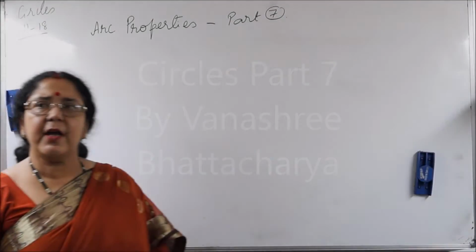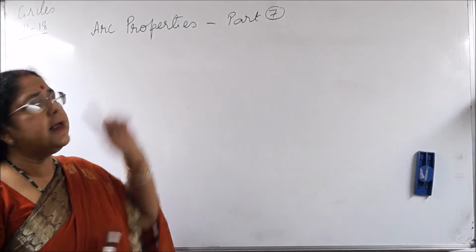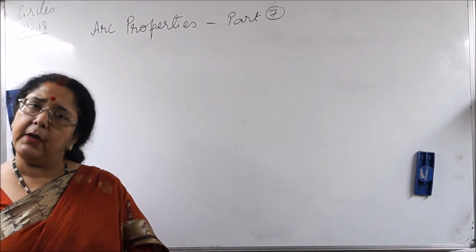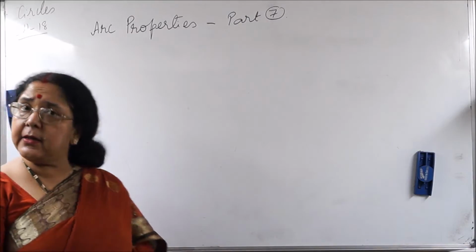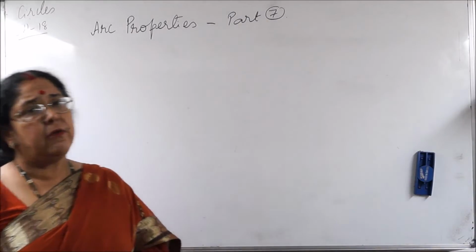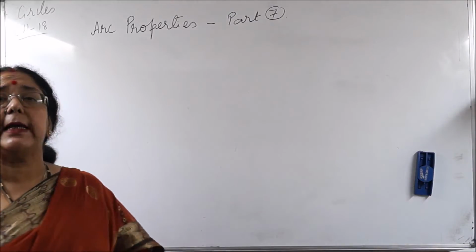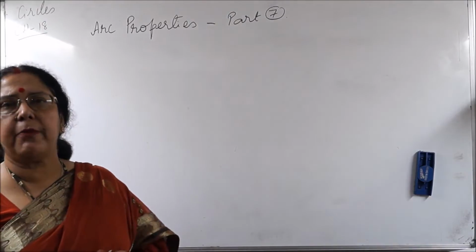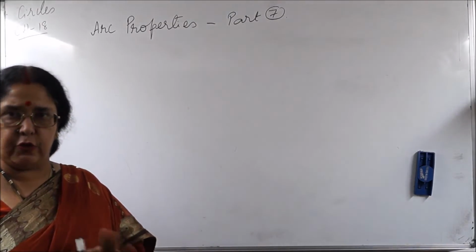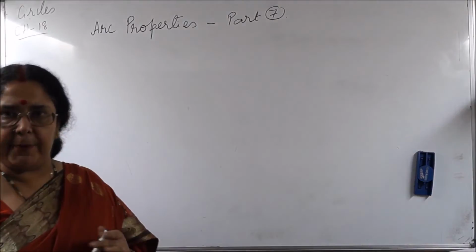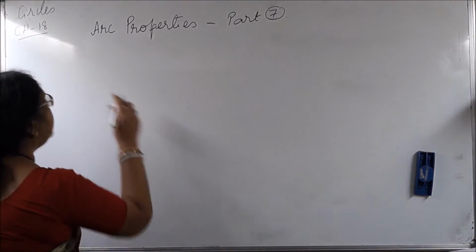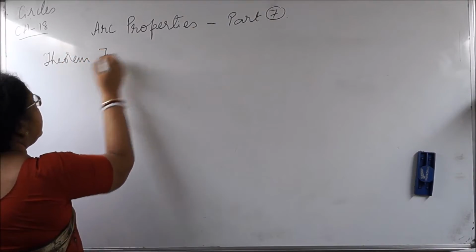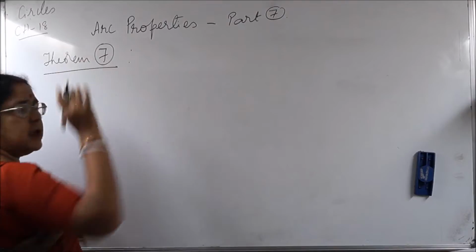Okay children, today we are doing part 7, that is under arc properties. We will be doing theorem number 7. Again, let me remind you, the numbers are for our own convenience, so you can't call the theorems by their number. This is a very important theorem, very often used, and a very simple theorem. For our convenience we are calling it theorem number 7, but this numbering is not fixed.